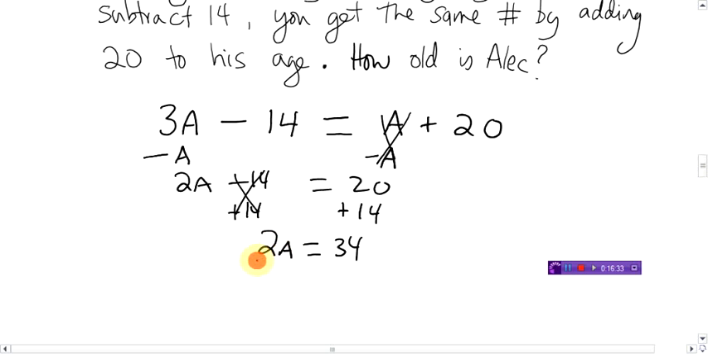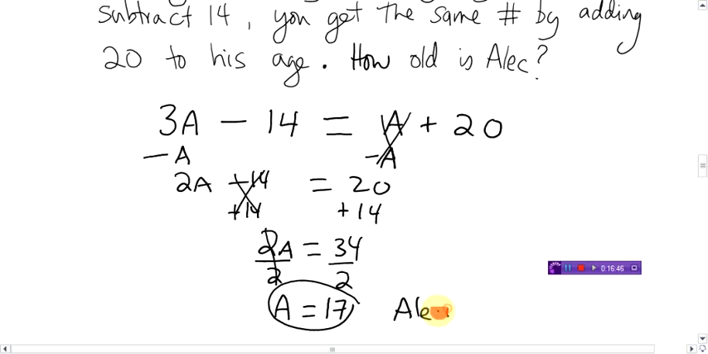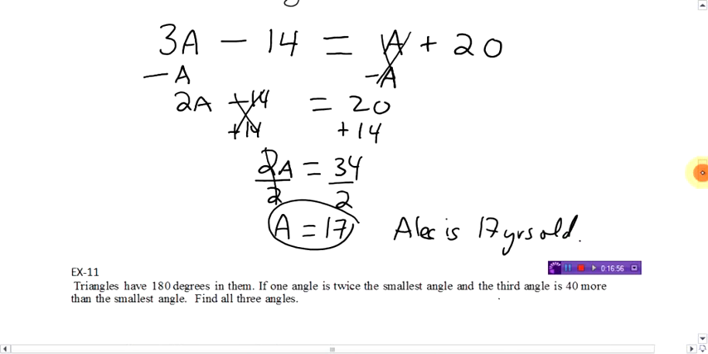2 times A. We want to get rid of it. Divide by 2. Divide by 2. The 2's cancel out. Alec, or A, is 17. So Alec is 17 years old. So just a matter of translating, reading it, translating it, and doing your algebra.